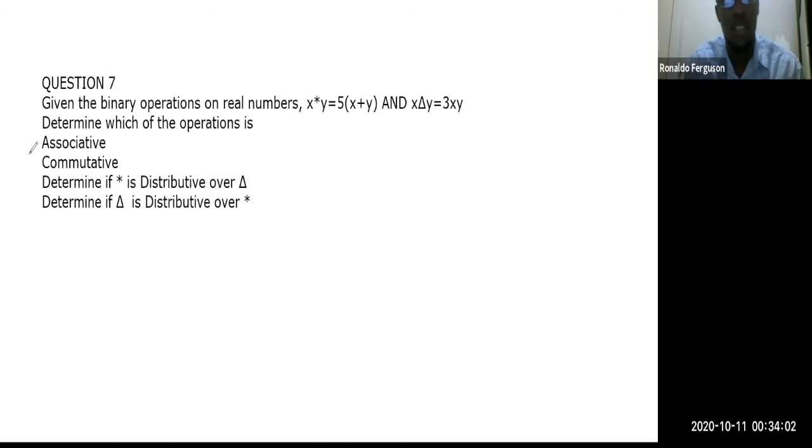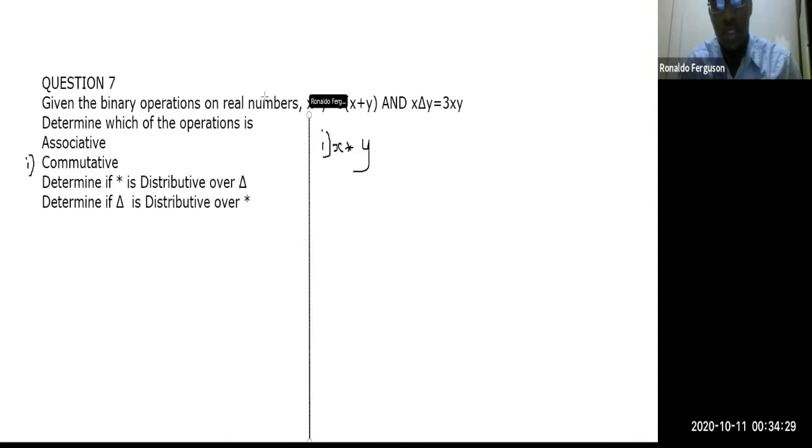So let's label them. I'm going to start with I, commutativity. We need to check which of these operations is commutative. Let's start with x star y is 5 times x plus y. So we're solving part I. Let me put this line right here to show the solution. So x star y is equal to 5 times x plus y.